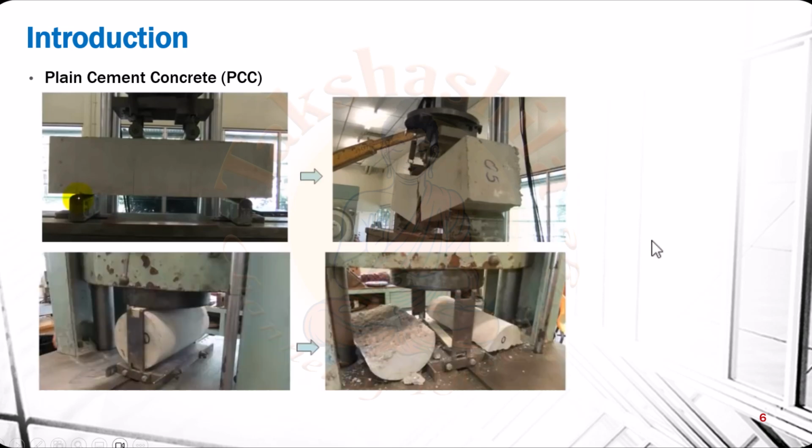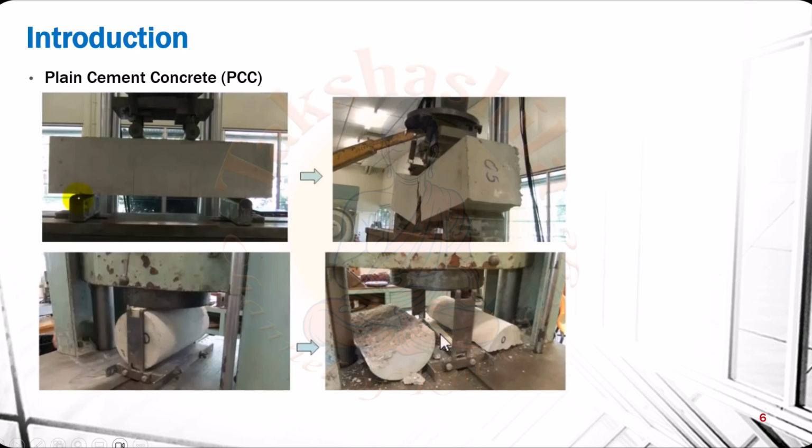Let's take one more example. Here in the bottom figure, you can see a concrete cylinder subjected to a split tensile strength test. Here we are applying a compressive load. We have seen concrete is very good in taking up compression. So we keep the cylinder like this and apply the compressive load in the vertical direction. But after some time you can see the concrete easily fails, and the failure happened through the vertical plane.